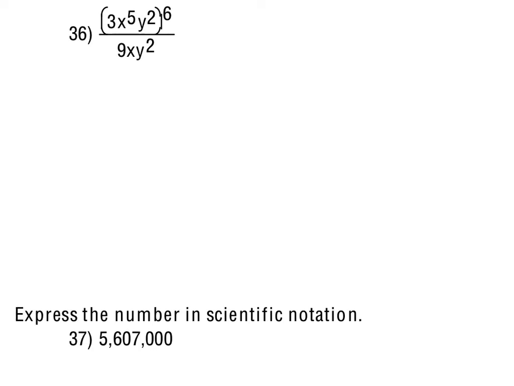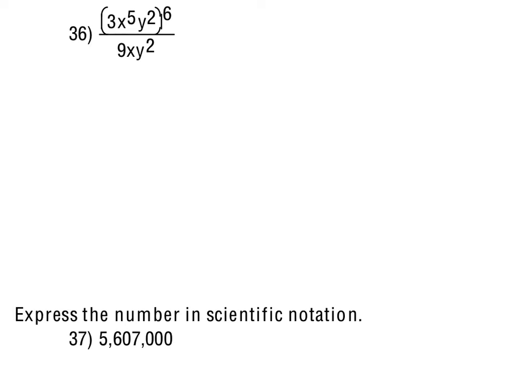So key here is that we cannot reduce like the 3 and 9, or the x to the 5th and the x, or the y squared and the y squared. We can't reduce those at this point because we have to take care of this exponent in the numerator first. So we take all of that stuff in the numerator to the 6th power.